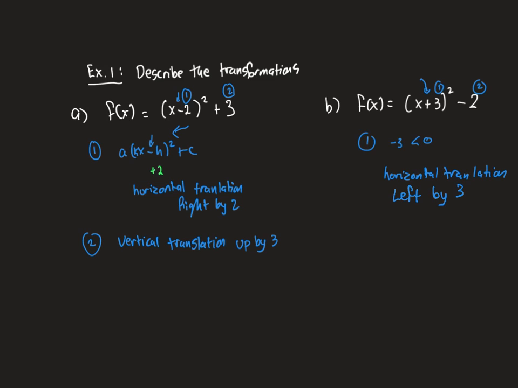by 3, and 2, it's a vertical translation, down by 2. So simply said, these are the transformations from part 1 to part 2. And let's see in part 3, when we put them all together, what it looks like.